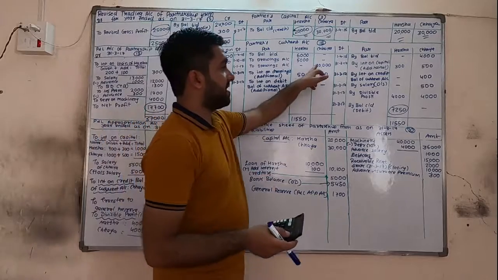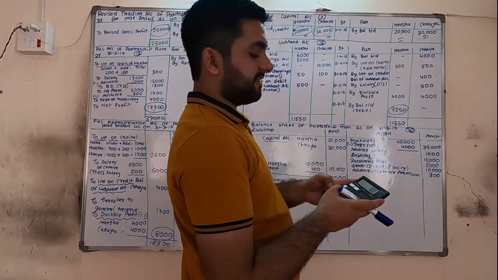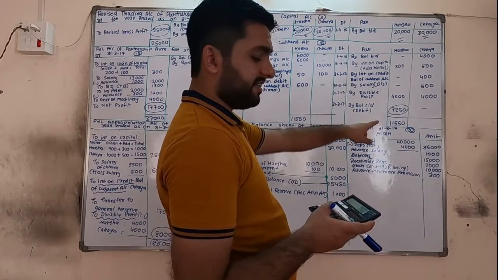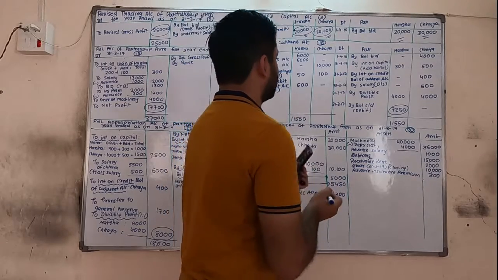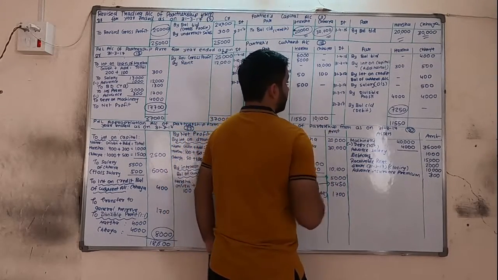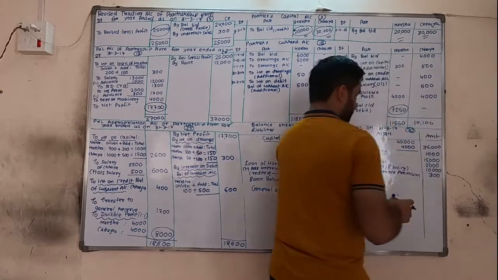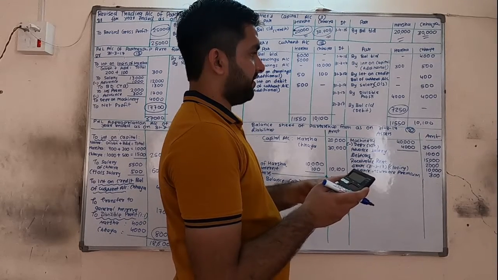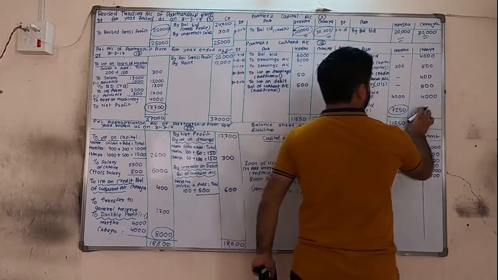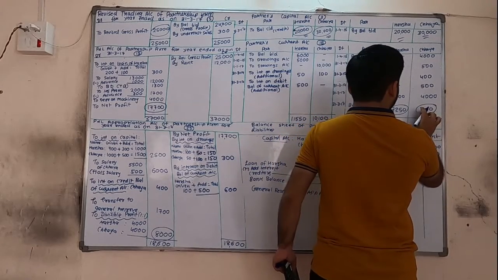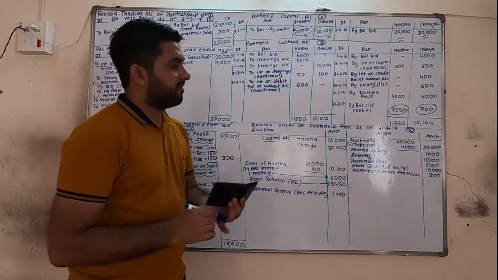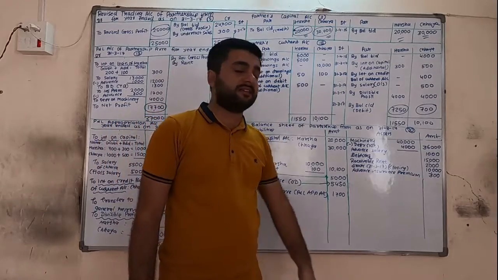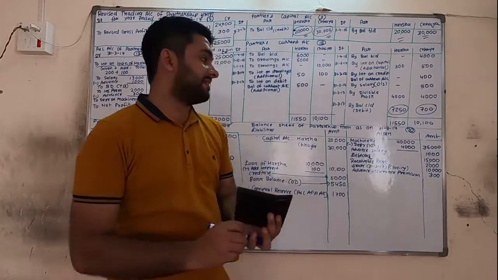For Chaya, let us check. Debit side 10,100. What is the credit side? 4,500, 400, 500, 4,000. So credit side is 9,400 and debit side is again more. So 10,100 minus 4,000, 500, 400, 500, 4,000. So 700. So here also we have debit balance. It is not necessary that one will be debit and one credit. But here for both partners we have debit side more and credit side less. So it is debit balance and debit balances are on the asset side.